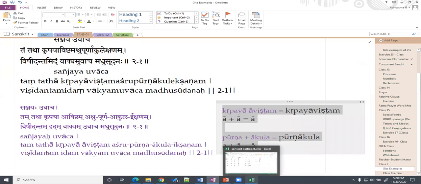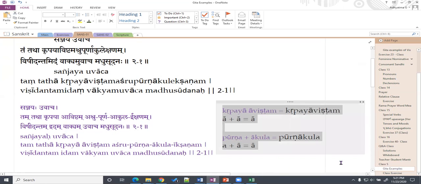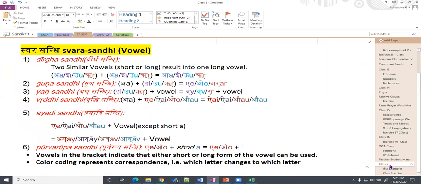Similarly, it will take place in the ikara, ukara, and rukara. Now look at the second type. That's called guna sandhi.